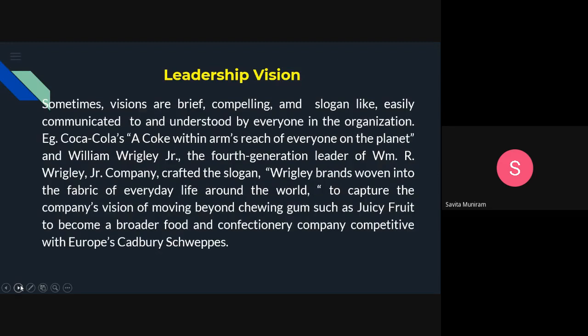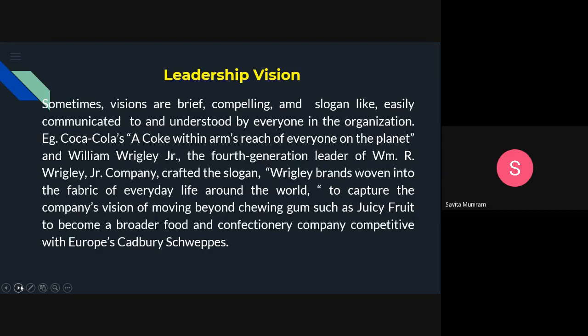Sometimes visions are brief, compelling, and slogan-like, easily communicated to the understanding of everyone in the organization. Example, Coca-Cola: a Coke within arm's reach of everyone on the planet. Again, how old is Coca-Cola? I think that was 18-something. They created that, and look how many years, hundreds of years after, they have achieved it. I'm sure everybody in the world knows what Coca-Cola is, and everybody has access to simply go and purchase a Coca-Cola, right? As opposed to when it was first created, when only a certain class of people used to get Coca-Cola.